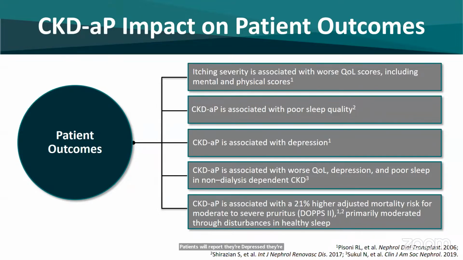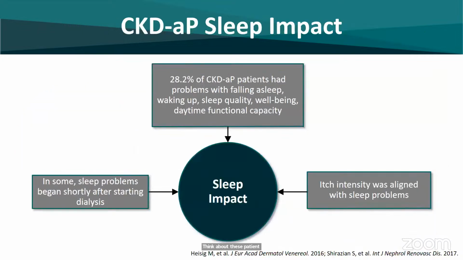People will also associate the depression, decreased quality of life, and poor sleep in our non-dialysis dependent CKD patients, so patients who are not on dialysis. And it is also associated, interestingly enough, with 21% higher adjusted mortality risk for patients who have moderate to severe pruritus. This was in the DOPPS-2 studies, primarily through the disturbances in healthy sleep. So if you think about these patient outcomes and how it affects our patients.